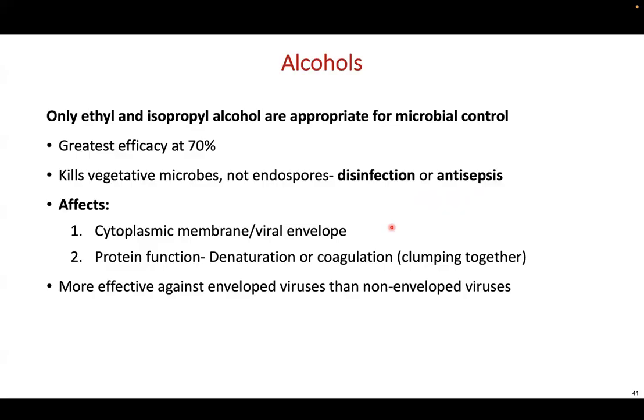What they actually do is target protein function by denaturing or coagulating, causing clumping. They basically cause clumping of the protein so that it can't form the exact folds that it needs, and the protein is just clumped all together. They are more effective against enveloped viruses than non-enveloped viruses. This is because they are targeting the viral envelope.